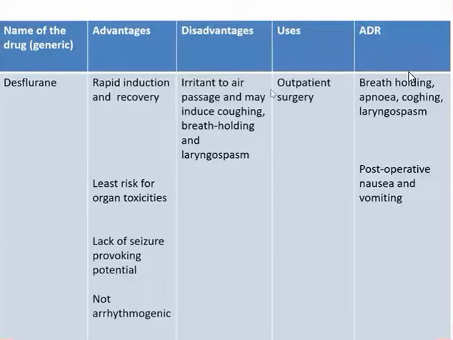The ADRs include breath holding, apnea, coughing, and laryngospasm, and they can also cause post-operative nausea and vomiting. Because of this, you can use pre-anesthetic medication. What kind of pre-anesthetic medication can be used to control this kind of ADRs? We have discussed this in pre-anesthetic medication: to reduce the side effects of general anesthetic drugs, you can use pre-anesthetic medication.